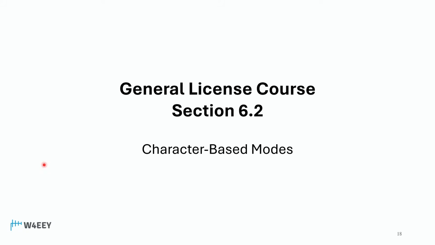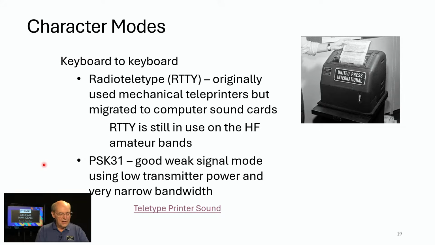Now we're on to the second of 5 sections. We're going to be talking about character-based modes, and then after this section we'll be talking about packet-based modes. The concept of a character mode is that if you press the letter A on your keyboard at your computer and you're talking to somebody across the country using the same software, an A will magically appear on their screen. So that's what we mean by character modes.